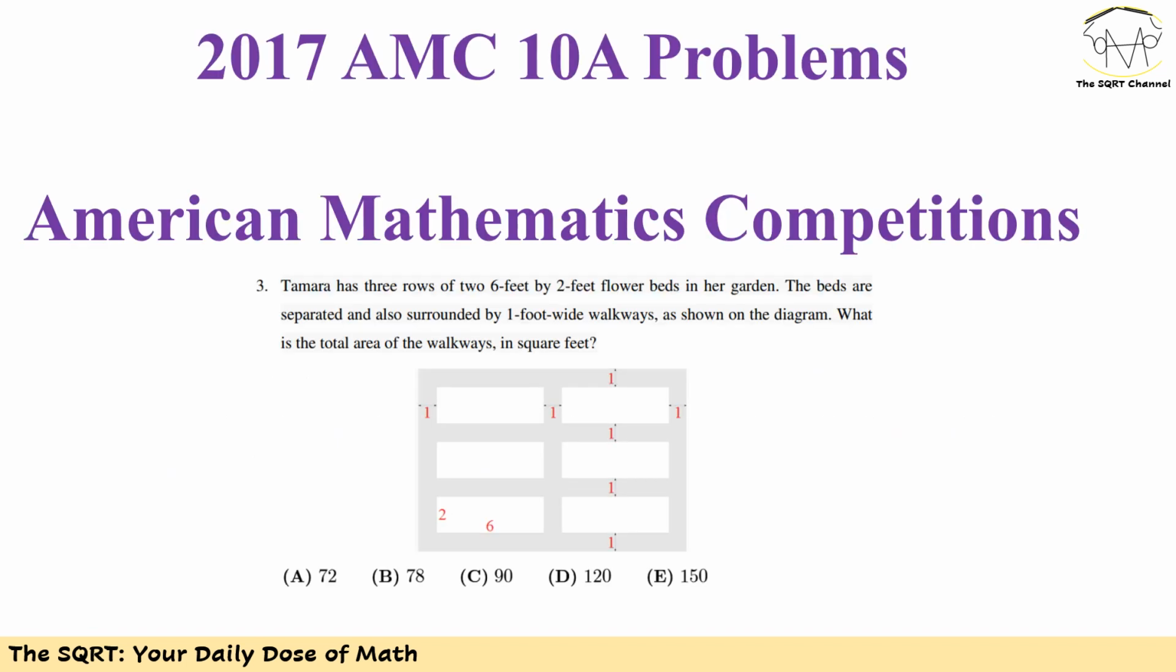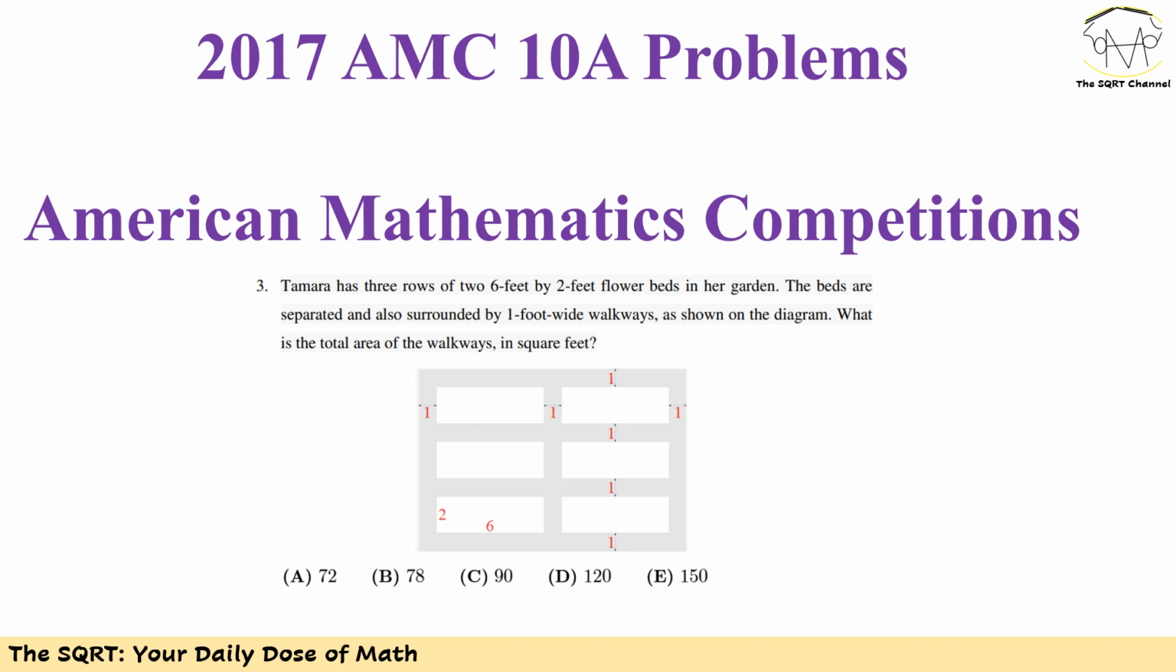Now talking about problem number 3. Tamara has 3 rows of 2 six feet by 2 feet flower beds in her garden. The beds are separated and also surrounded by a 1 foot wide walkway, as shown here in this diagram. What is the total area of the walkway in square feet?